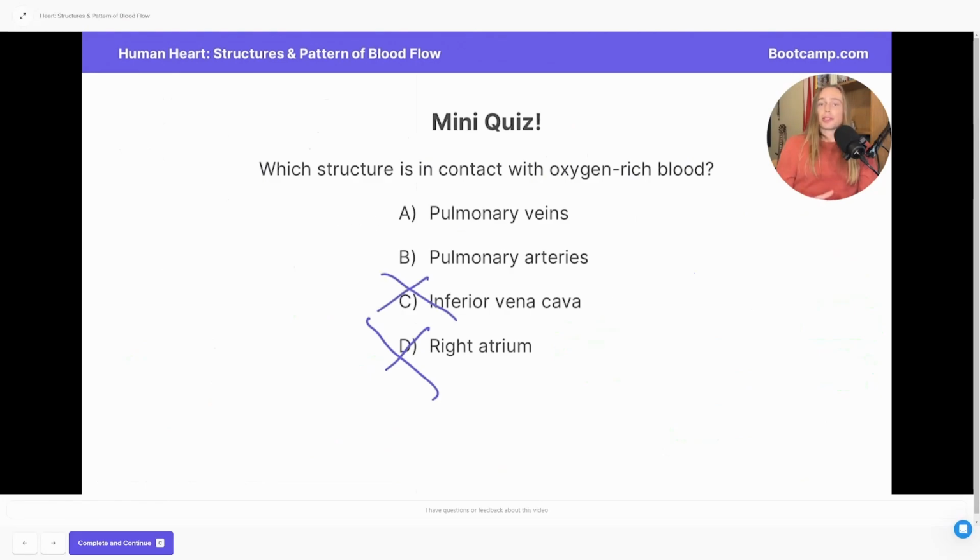This leaves us with the choice of either pulmonary arteries or pulmonary veins. Remember, pulmonary arteries are going to take blood from the right ventricle to the lungs to be oxygenated, while the pulmonary veins are going to take blood that's been oxygenated back to the heart. So this makes pulmonary veins the correct answer.